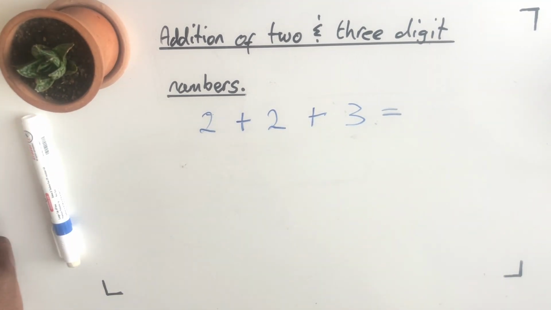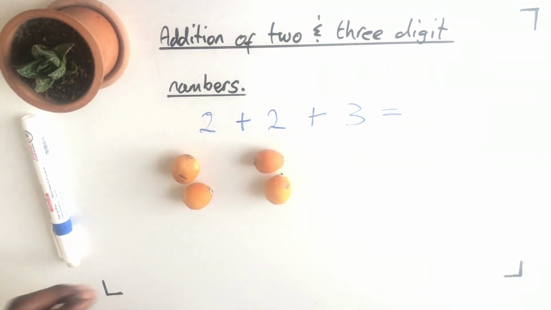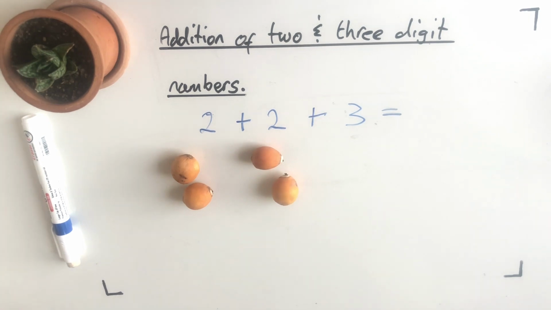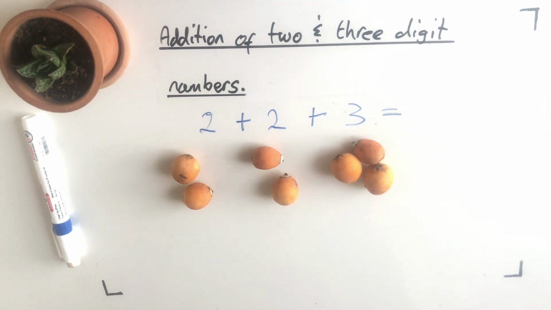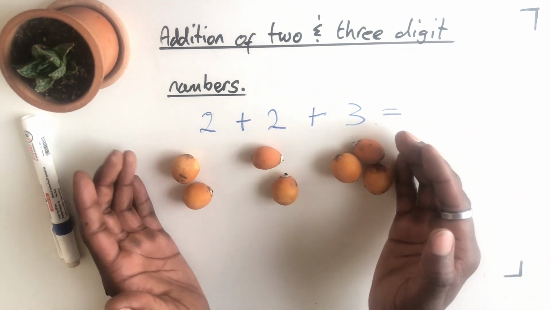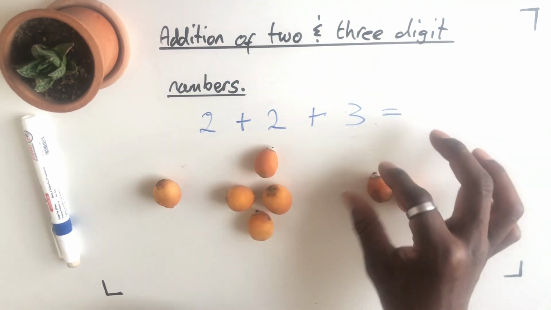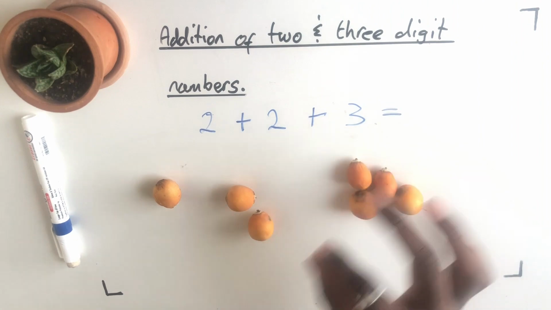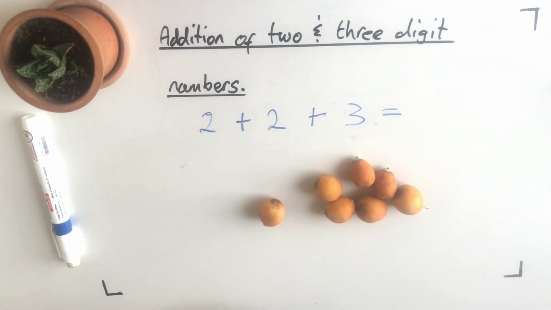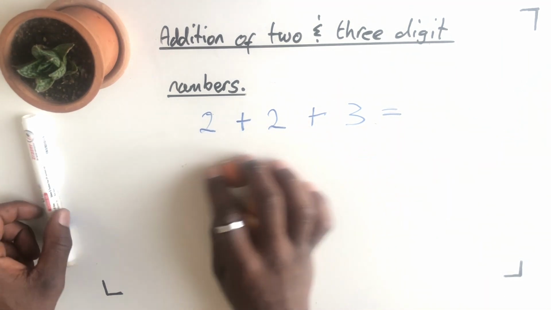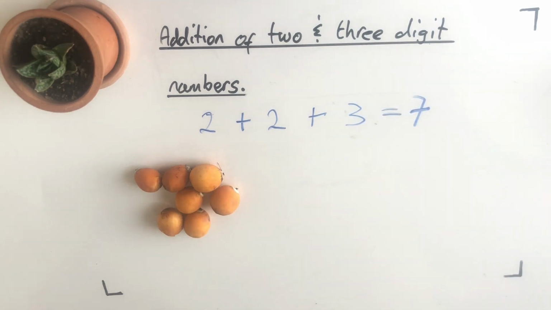Now, if I grab those little fruits of mine, I've got 2, 2, plus 3. Okay? Now, when I add these together, right, that gives me 1, 2, 3, 4, 5, 6, and 7. Okay? So the answer is 7. That is the total.